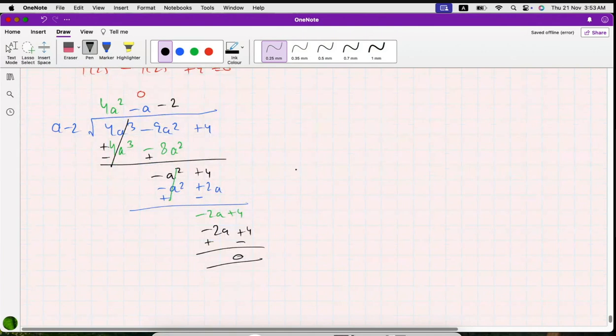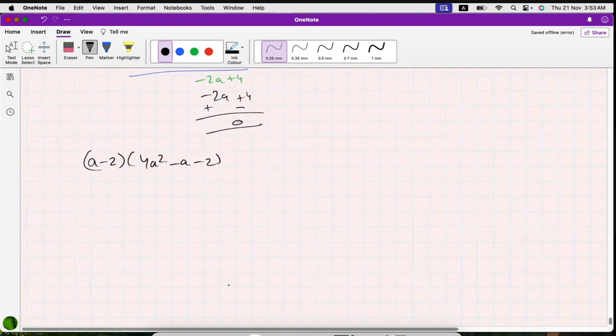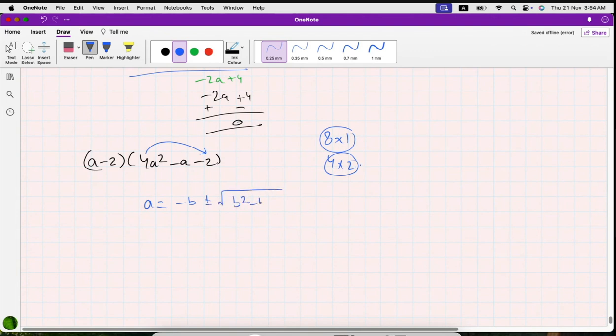So basically now this cubic polynomial could be written as product of these two: a minus 2 and 4a square minus a minus 2. Now this is 4 into 2, 8. I cannot think of any other factors, rather 8 into 1 or 4 into 2, and adding or subtracting 8, 1 is not giving me 1, 4, 2 is not giving me 1. So going for the quadratic formula. a is equal to minus b plus minus square root b square minus 4ac over 2a.